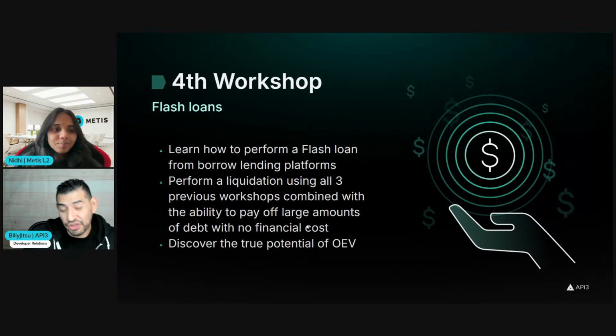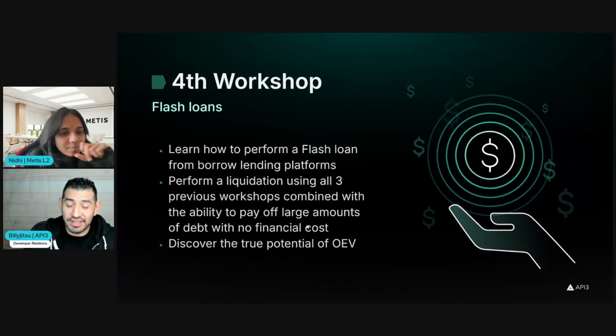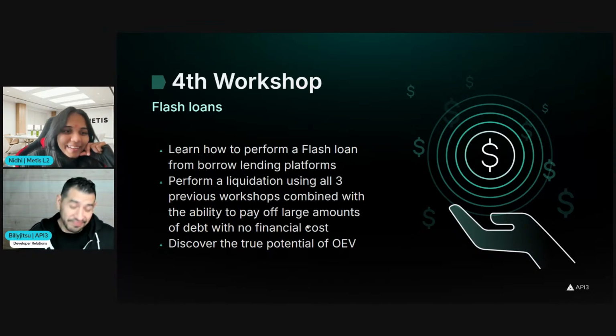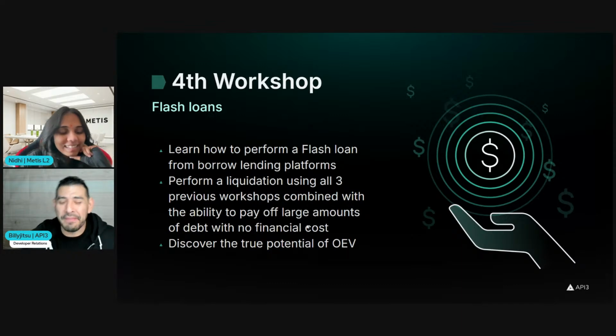Then in the future, a coming workshop is: okay, I understand how to do OEV, I understand how to do liquidations, but I don't have $1 million to pay back this loan, right? Well, that's how we have flash loans. We can borrow the money from our own borrow lending DApp, assuming it has the money, pay back the loan, and then pay back whatever we need, and keep the profits. So basically we could do this all with very little money other than gas.